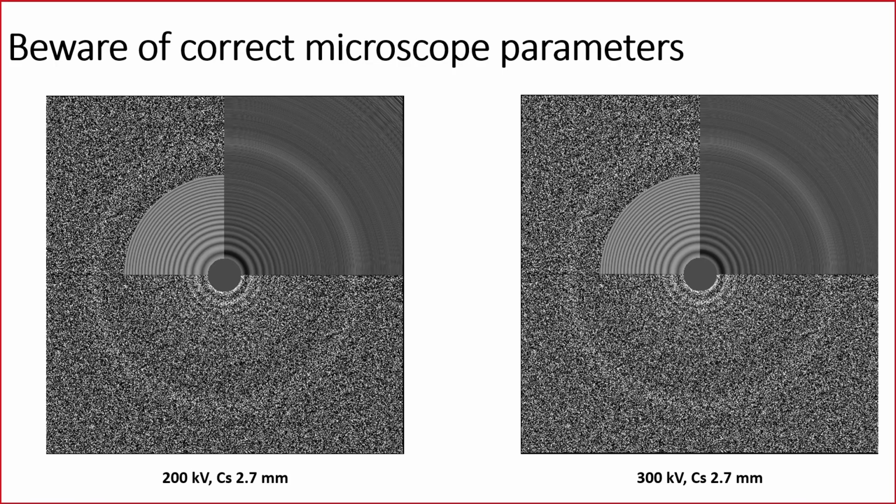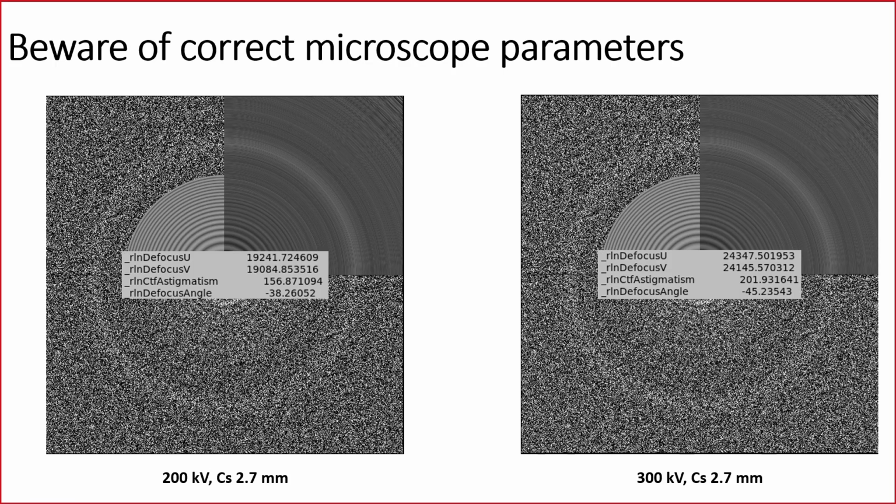This data was collected on a 200 kilovolt microscope. If you forget that this was not collected on Krios, but rather on Arctica, and you run your CTF estimation using parameters set to 300 kilovolts, you will get nice fittings, but the defocus values will be greatly different. So you see here the defocus values are -2 microns, where here it's almost -2.5 microns. So beware of the correct microscope parameters.